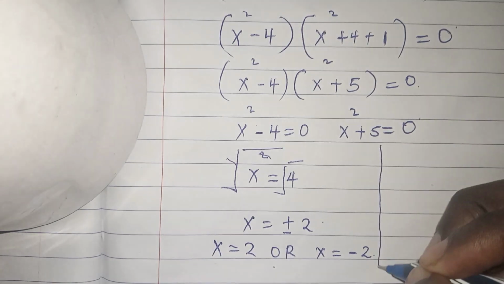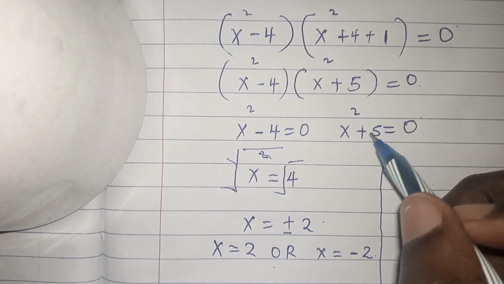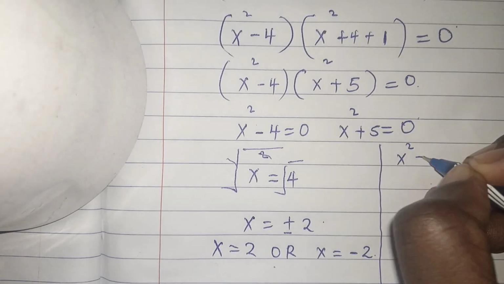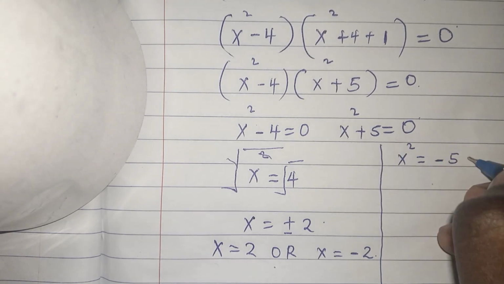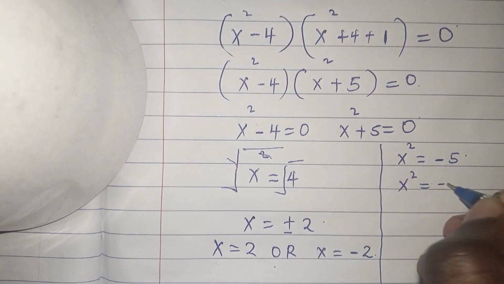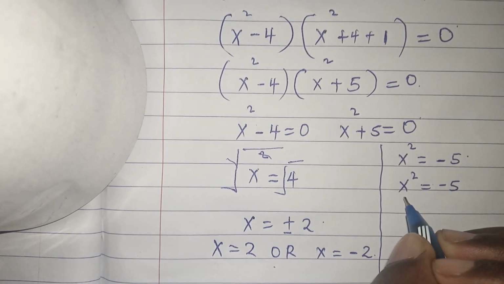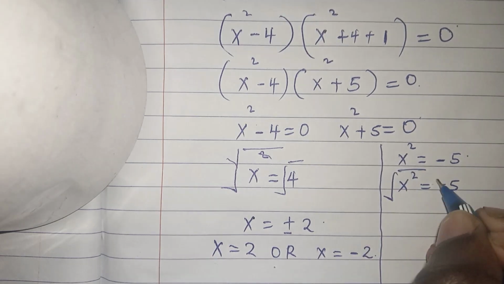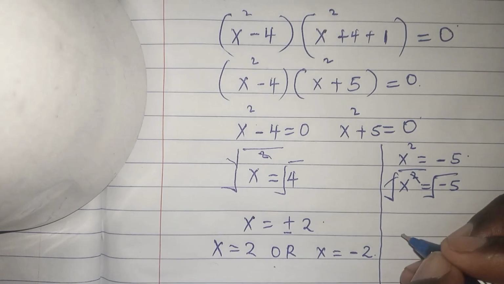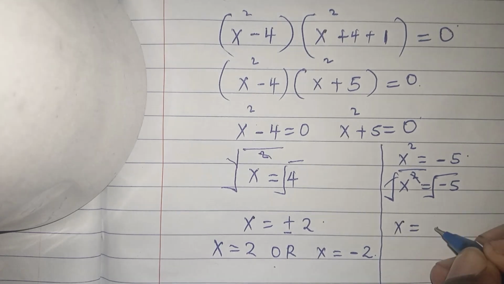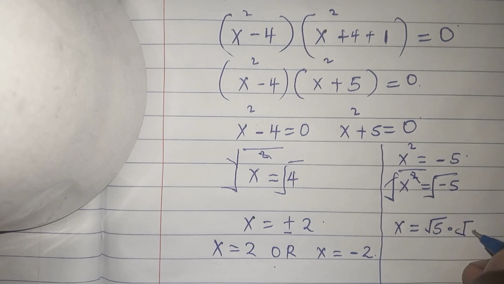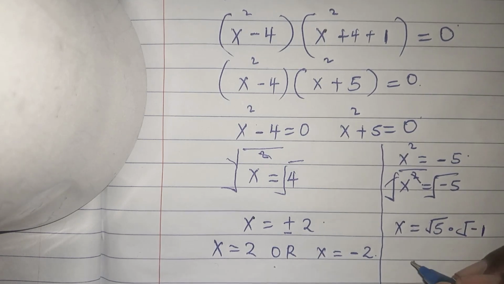And on the other side, x squared plus 5 is equal to 0. So x squared is equal to negative 5. We now want to get the value of x. We shall square root this side and square root this side. So this square will cancel with the square root. x is equal to the square root of 5 times the square root of negative 1.